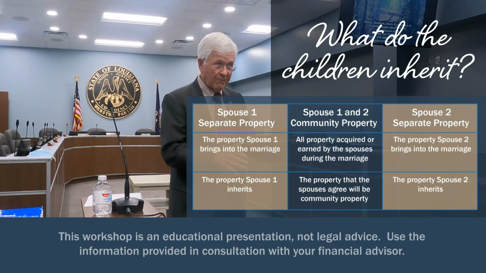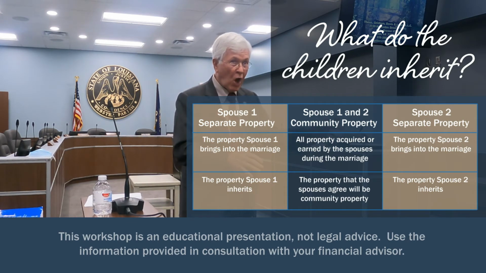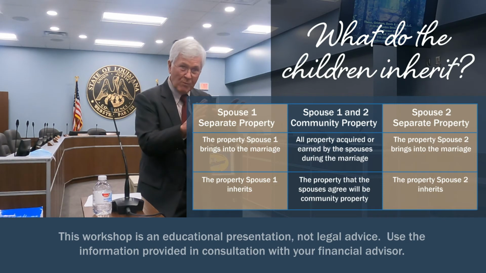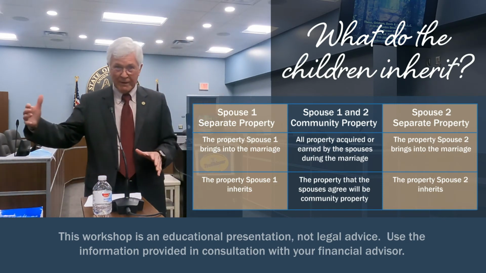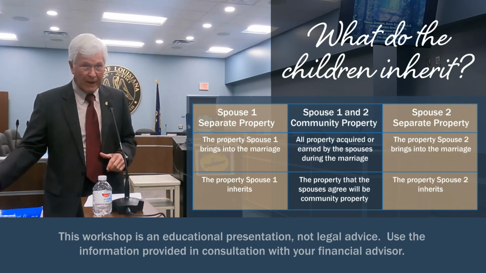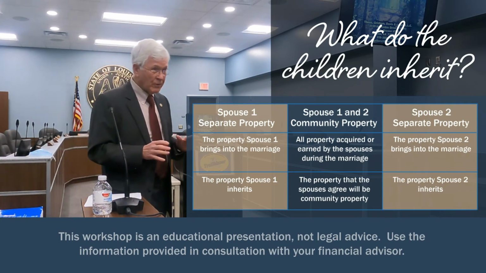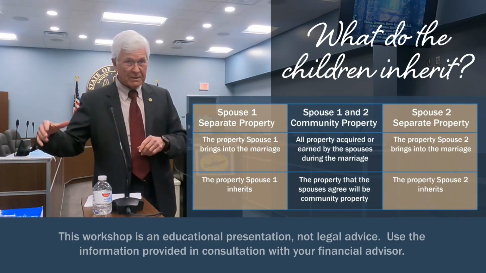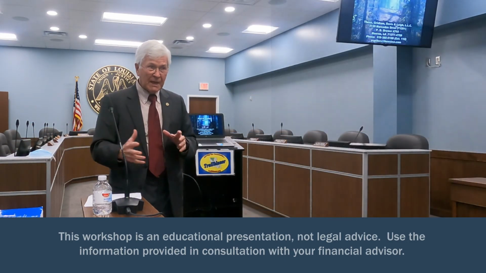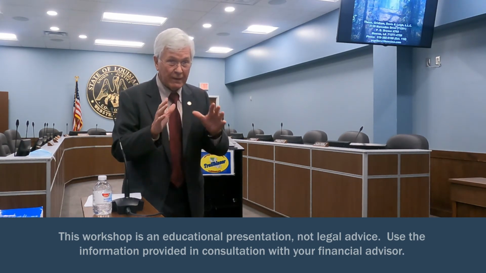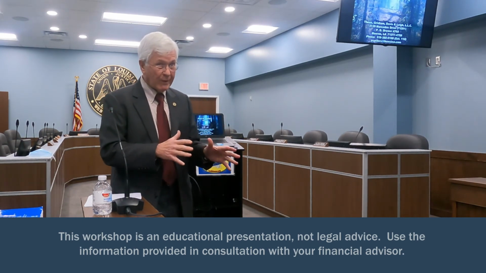No. She gets a usufruct only over community property. That home is separate, and it goes directly to the kids. The kids own the separate property outright. There's no usufruct that mom has over that home that's separate property. And I've had several situations, at least three that I can remember right now, where the kids don't have a real good relationship with mom.